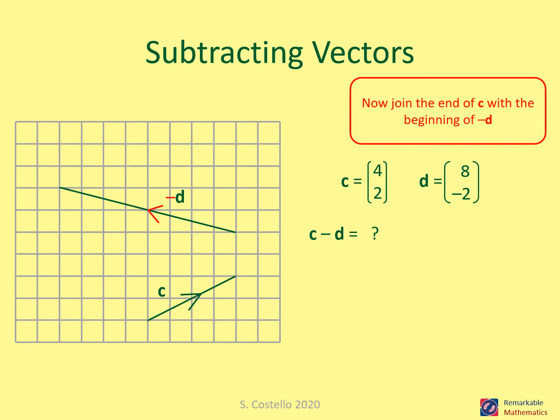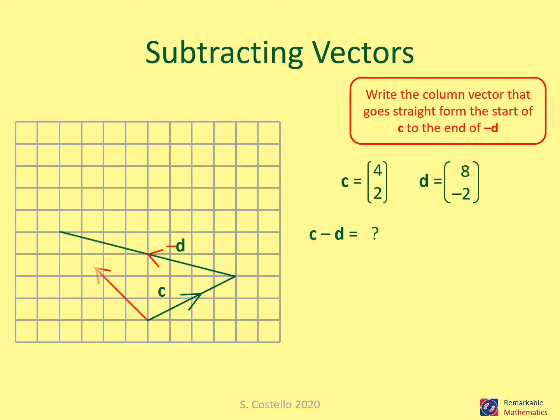Now we join C with the beginning of D. So for C minus D, we travel along C in the direction it is meant to be, and then minus D, we travel along it in the reverse direction. So write the column vector that goes straight from the start of C to the end of minus D. So C minus D gives us (-4, 4).